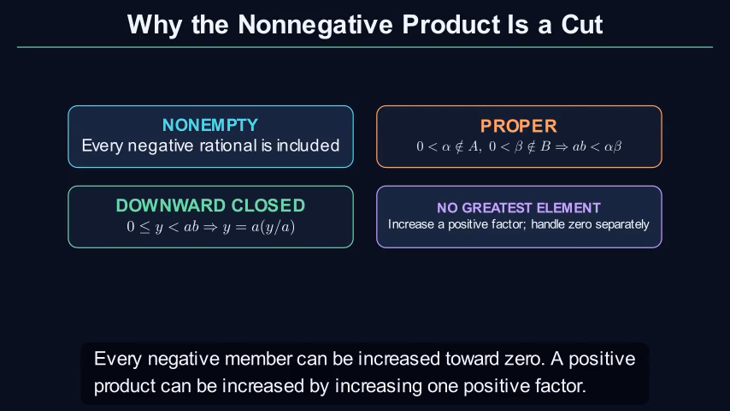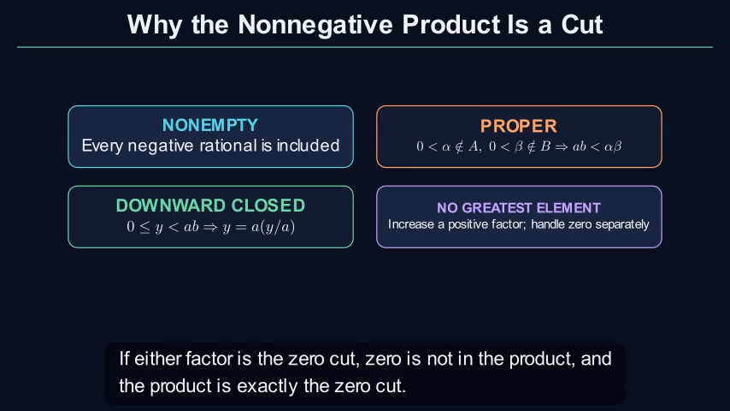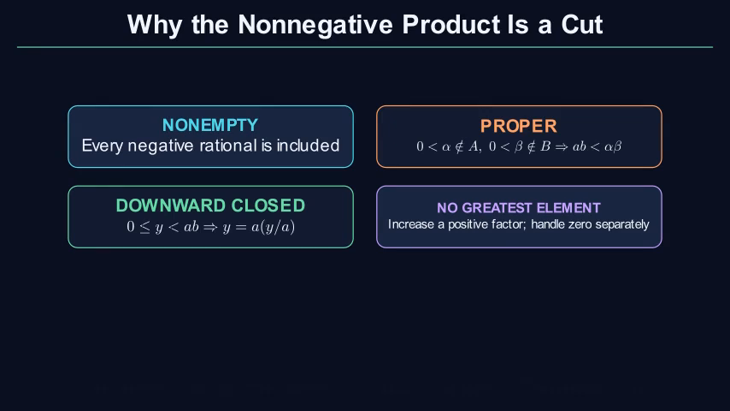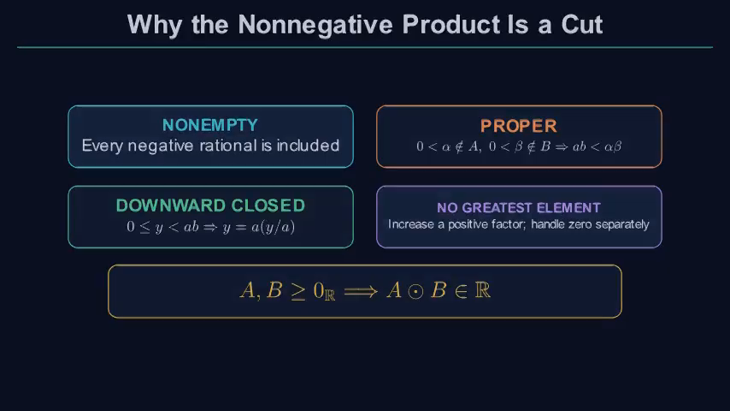Every negative member can be increased toward 0. A positive product can be increased by increasing one positive factor. If 0 lies in the product, both cuts contain non-negative members. Their no greatest property supplies positive ones and a larger product. If either factor is the 0 cut, 0 is not in the product, and the product is exactly the 0 cut. Therefore the non-negative product is again a Dedekind cut.